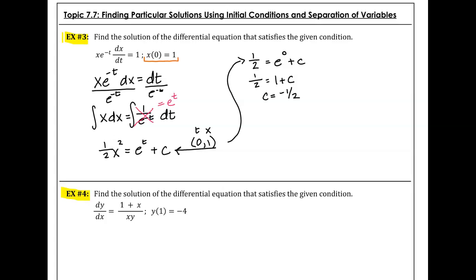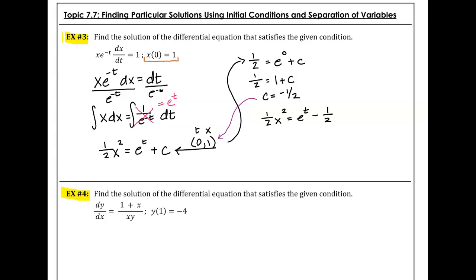And then I might say, where do I go with that? What do I do with that? Well, not to worry, you drew a big arrow. That's where you go. All right, so this becomes 1/2 x squared equals e to the t minus 1/2. And the only thing extra about a particular solution is that if we can, we should solve this for y equals. In this case, it's x equals, okay?